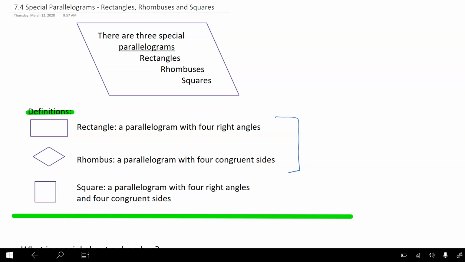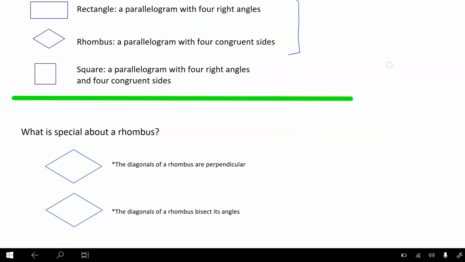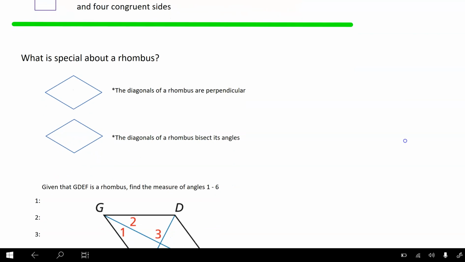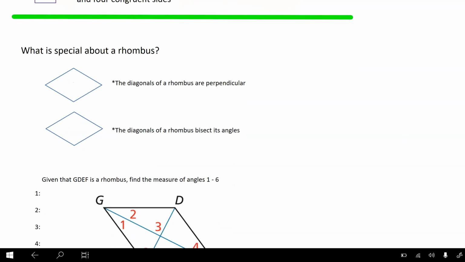Okay, so then let's go on to talk about what's special about a rhombus. Well, there's two things that I want you to know about a rhombus. The first is that the diagonals of a rhombus are perpendicular. So if I draw one diagonal from this corner to this corner, and I draw a diagonal from this corner to this corner, oops, I didn't draw a diagonal. There we go. Those two diagonals are always going to meet at a right angle. They're always going to be perpendicular.